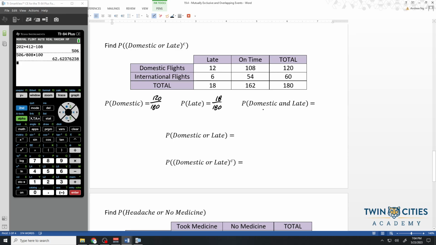Okay, so now what's the probability that I get a flight that is domestic and late? So a domestic flight that is late on arrival. So let's take a look. Domestic flights here, late on arrival. There are 12 of them specifically. So 12 out of the 180.